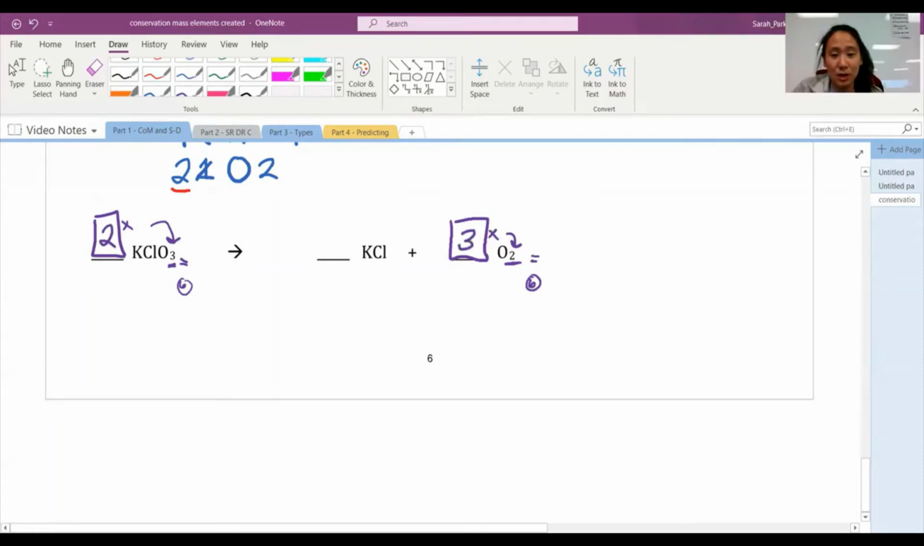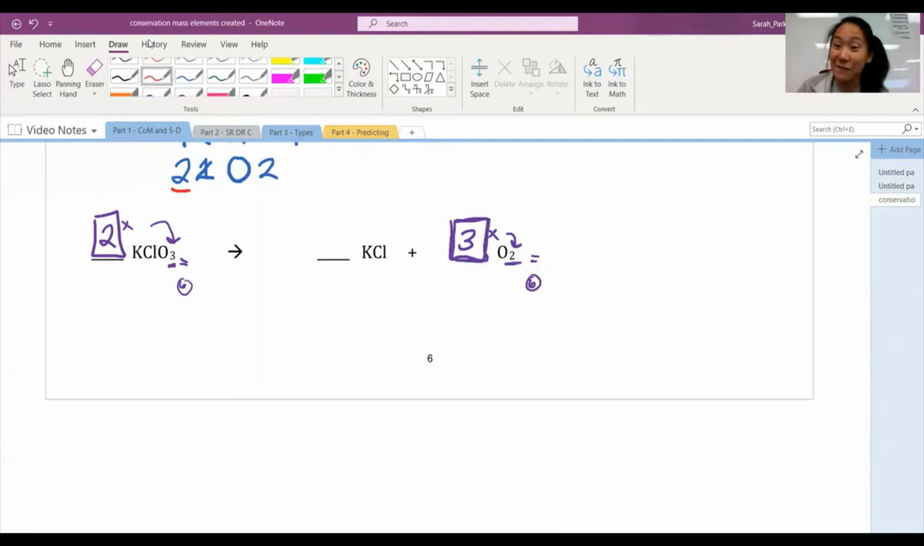I'm going to put a 3 over here. 3 times 2 is 6. Now, putting a number over here, this 3 doesn't change any other element, so I'm good here. But putting this 2 here affects other elements. When I put a 2 here, I now have 2 Ks, potassium, and I now have 2 chlorines.